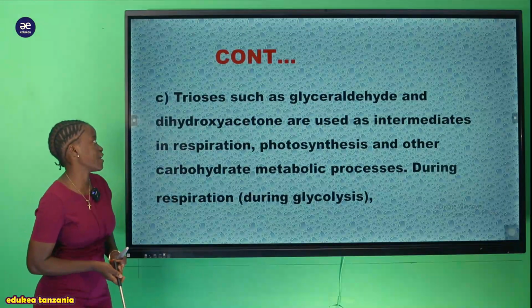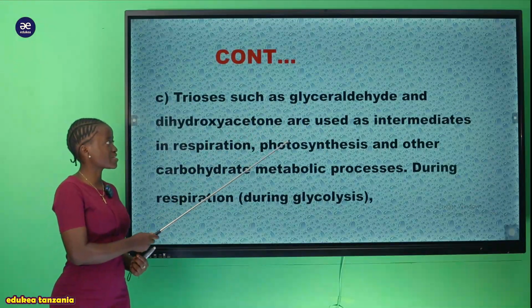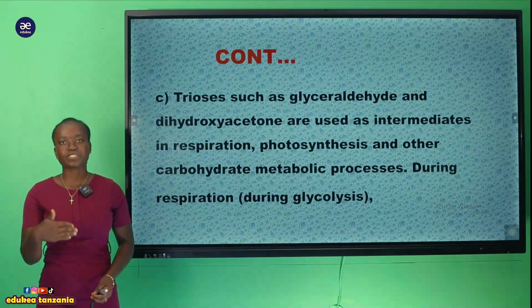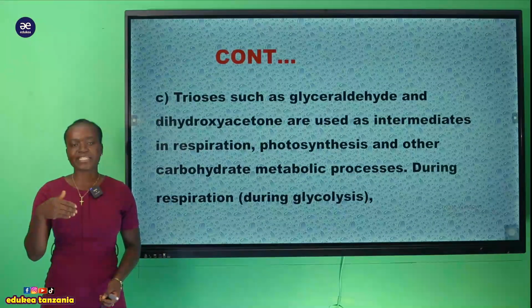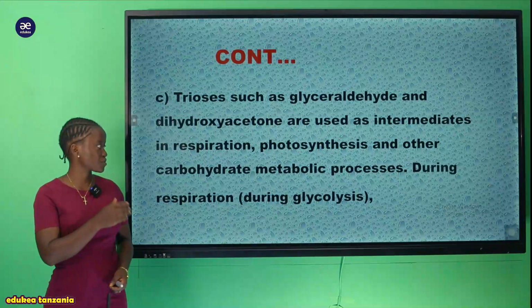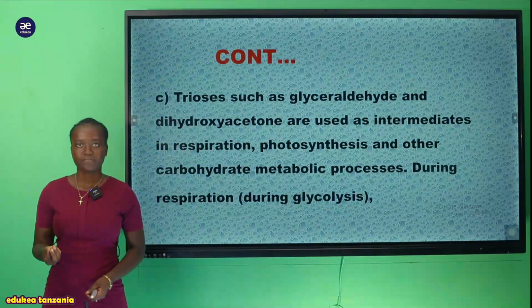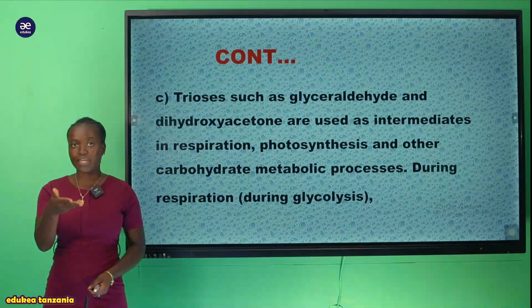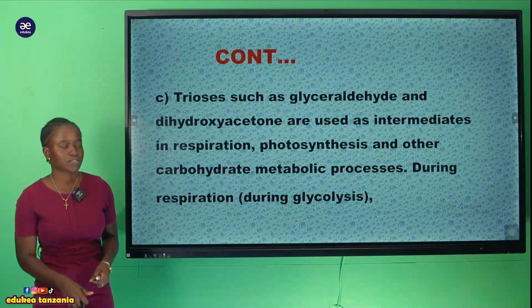So this form of triose, that is glyceraldehyde together with dihydroxyacetone, they are used within the body as an intermediate of photosynthesis and respiration, so that it can be used to create more energy within the living organism.